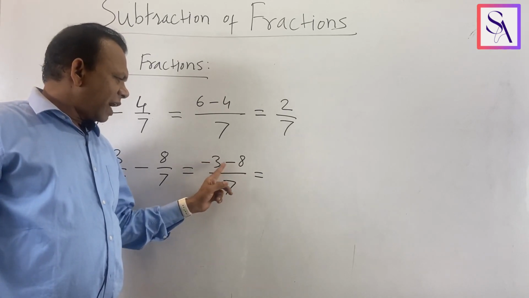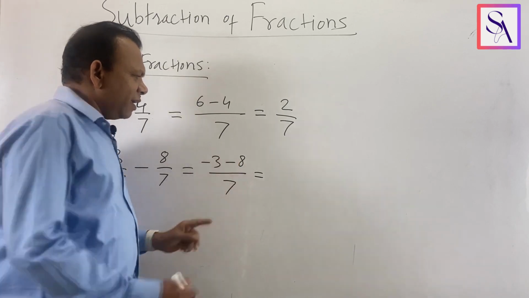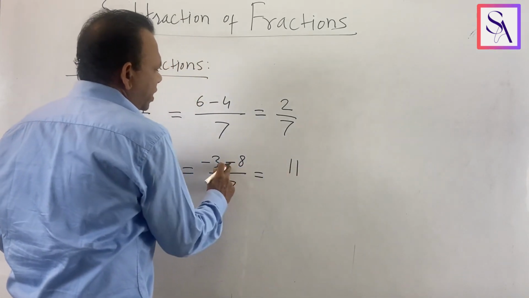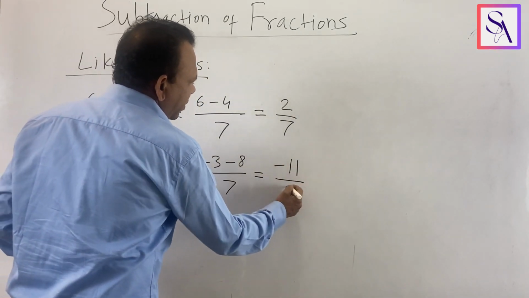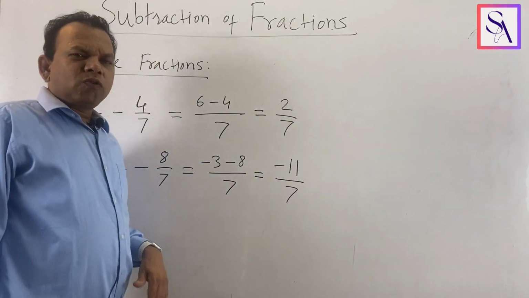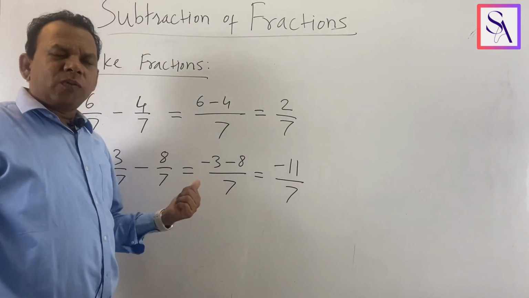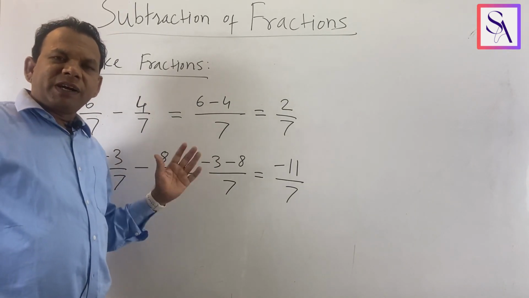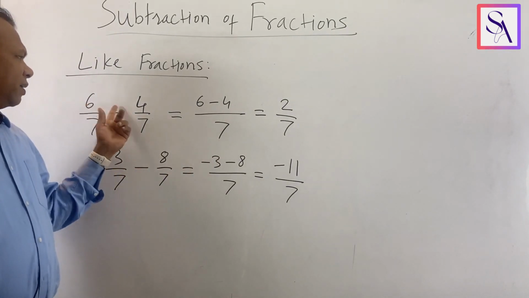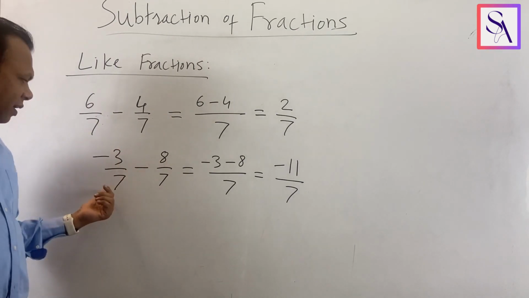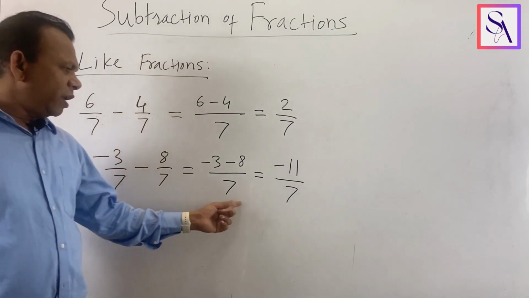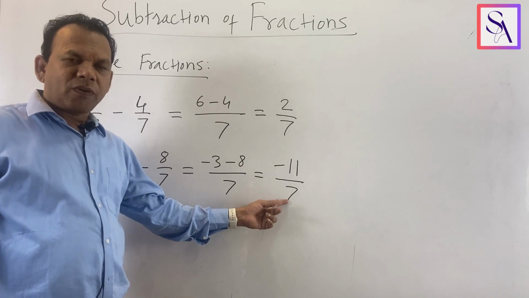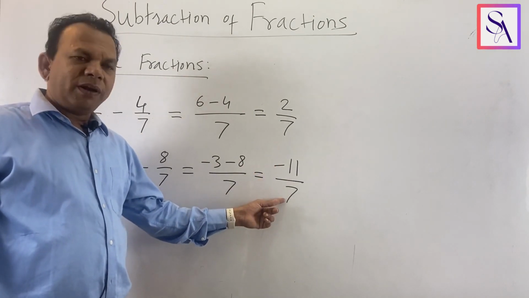Both are having a negative sign, so you have to add 3 plus 8, 11, and keep one negative sign. Minus 11 by 7 is the answer. Though there is a negative sign, no need to bother about it. You just do whatever our conventional method is. You need to add or subtract whatever operation is there, and keep one denominator below, right? So minus 11 by 7 is the answer.